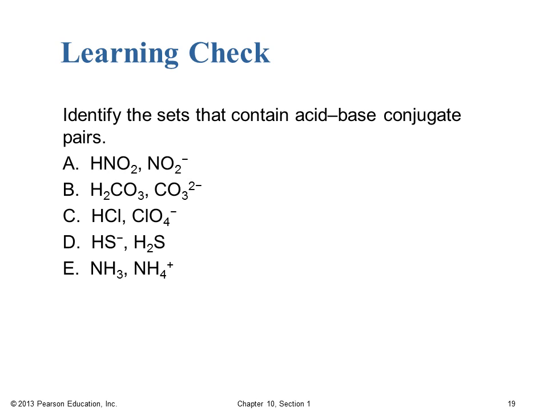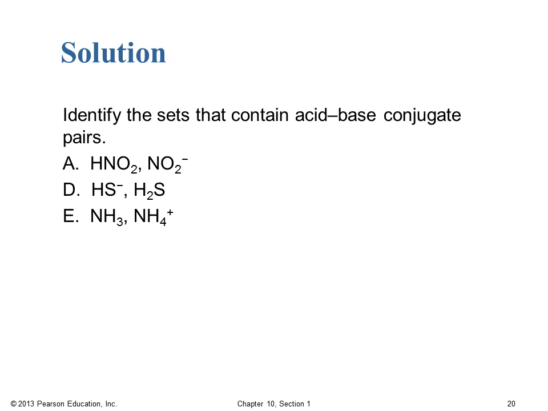In B, we see that we have two H's in carbonic acid and then none in the carbonate ion. And so in this case, they would not be a conjugate acid-base pair because they differ by more than one acidic proton. In C, we have two completely different anions. So C would not be a conjugate acid-base pair. In D, they do differ by only one H plus, so they are conjugate acid-base pairs. And E, they only differ by one H plus, so they are also correct pairings. And so A, D, and E are the only correct pairings.